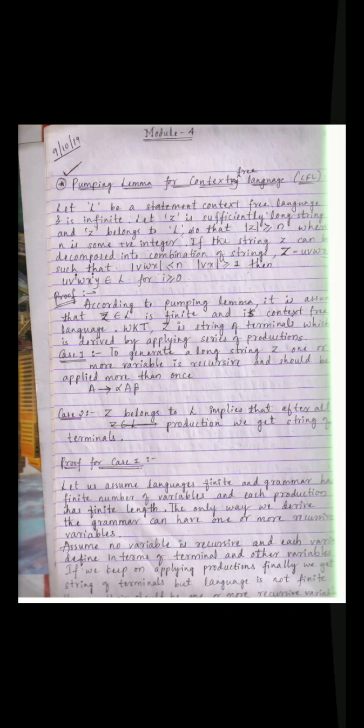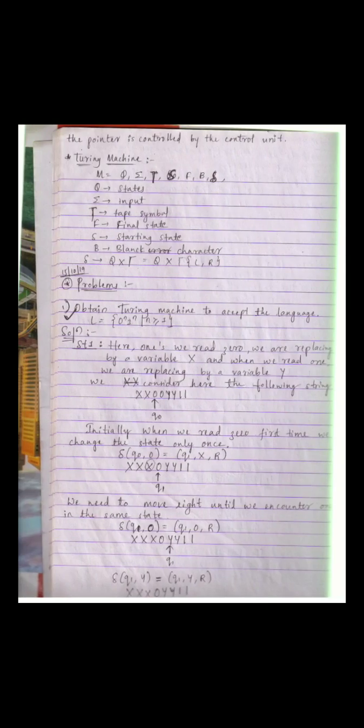Case 1 states, again in detail, that one variable should be recursive. If you go on applying a series of productions, it is not finite, but you should have one or more recursive variables. That is the first case. In the second case of the proof, if you go on substituting and A is a recursive variable, then the powers of v and x keep changing, hence v and x will be of multiple number. You can go through this video, and if you have any doubts, we'll clarify. So this is the theorem once again for context-free language. Thank you.